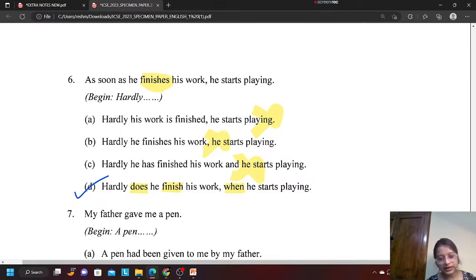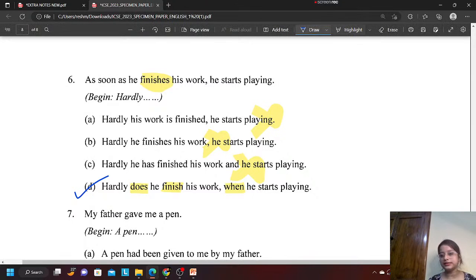Umar, ma'am, is B correct? No, hardly he finishes his work. What did I tell you? Just like no sooner का sentence. It is exactly the same, okay. No sooner and hardly वाला sentence is exactly the same. See, hardly, over here we have to use one helping verb in this case.